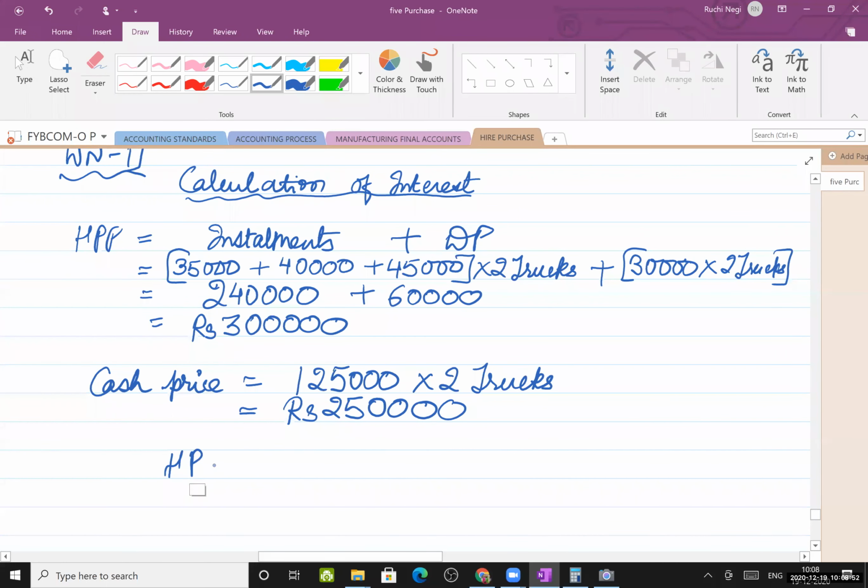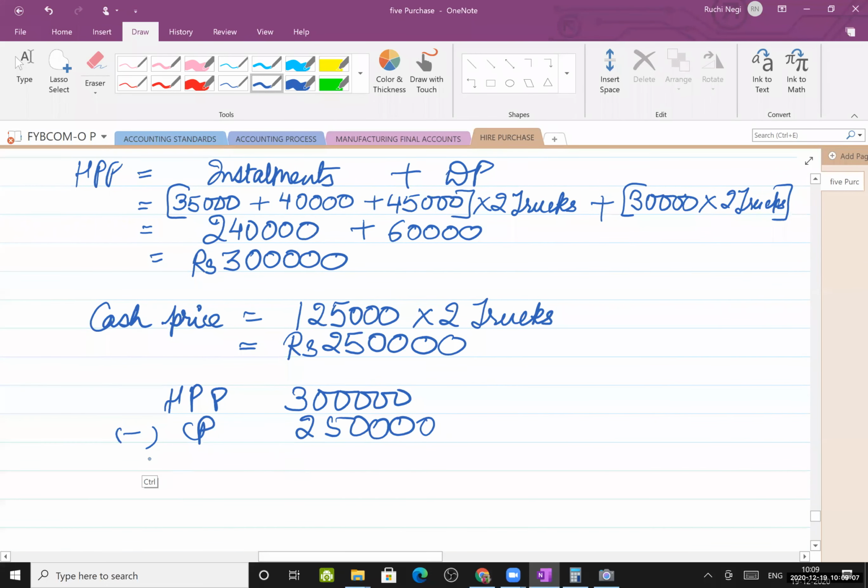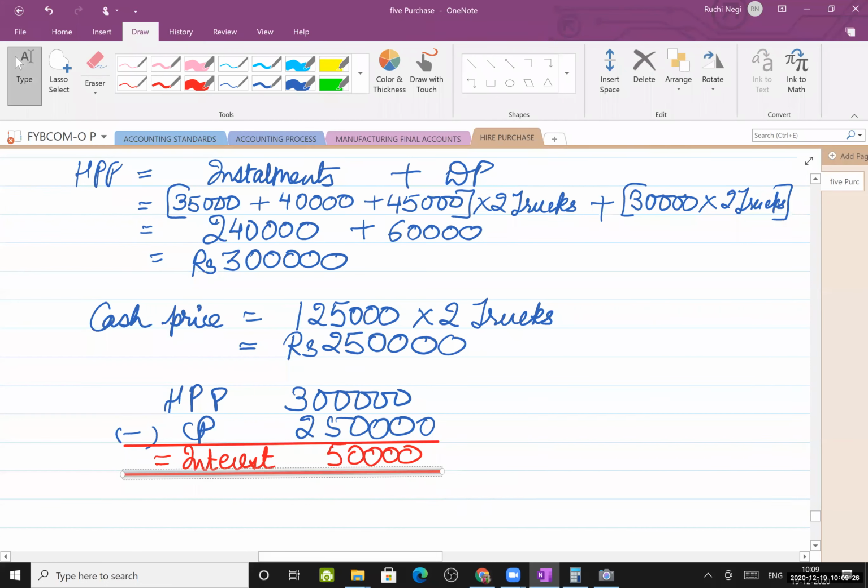Okay, so hire purchase price is 3 lakhs. Subtract the cash price of 2.5 lakhs from it, and what is left is my interest. Okay, how much? 50,000 is my interest element. I hope the concept is clear with everyone. Okay, so this is the uniqueness of the sum.